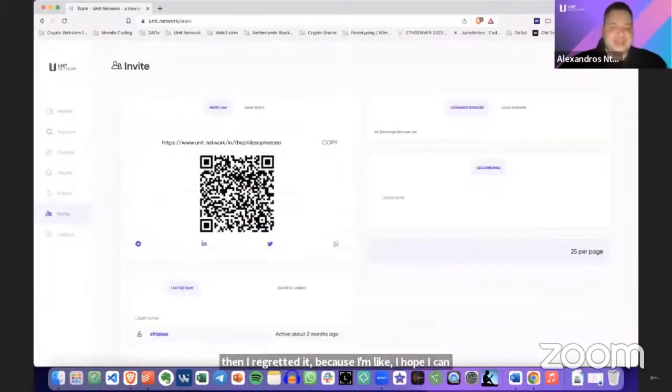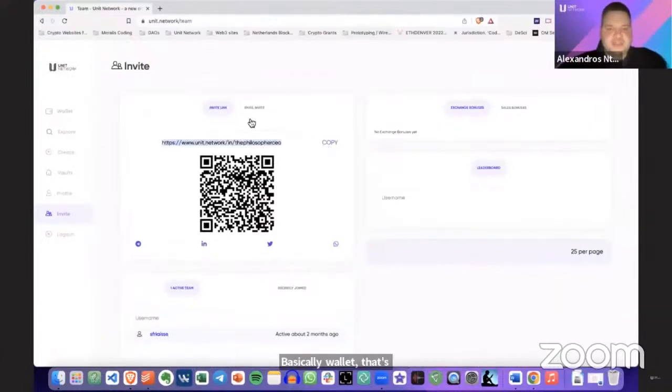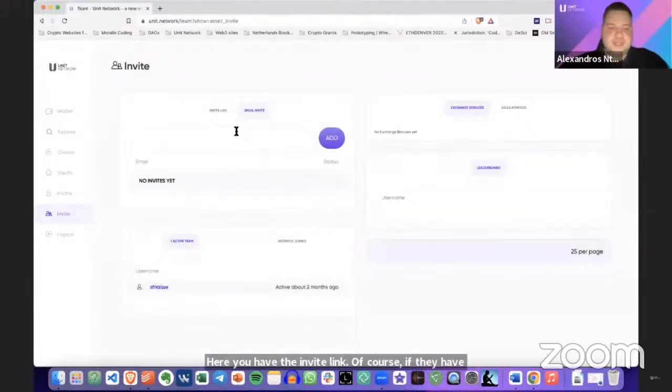But then you can have an invite link here as well, which you can use to invite your friends into the unit's token economy so that they can create their own token, or participate in the economy of your own token. And every single time that you invite someone, you also get 0.5% of the transactions that the person does into your own unit wallet as a reward. That's more or less it. Here you have the invite link, of course. If they have an email, you use an email instead.